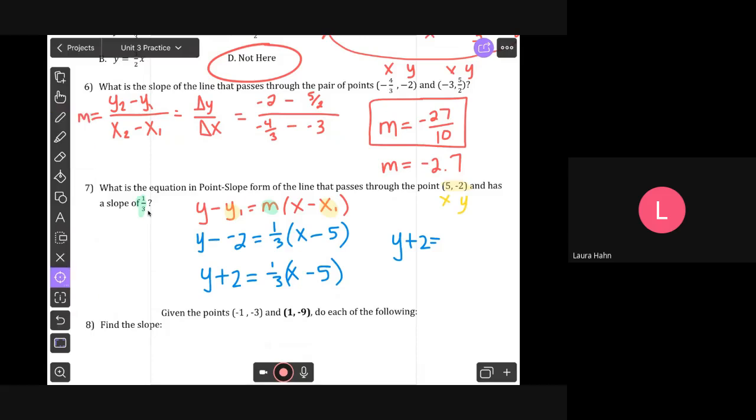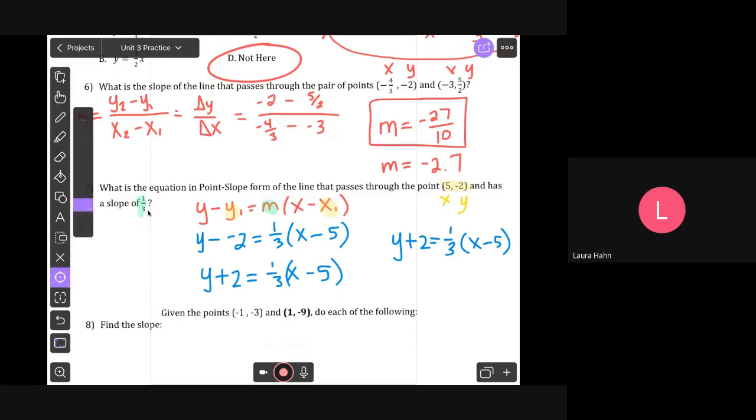Then I put equals my slope, so I'm going to put equals 1/3. Next, I'm going to put parentheses, and I'm going to put x and the opposite of my x value. My x was a +5, so I need to put a -5. So that's the way I like to think about it.